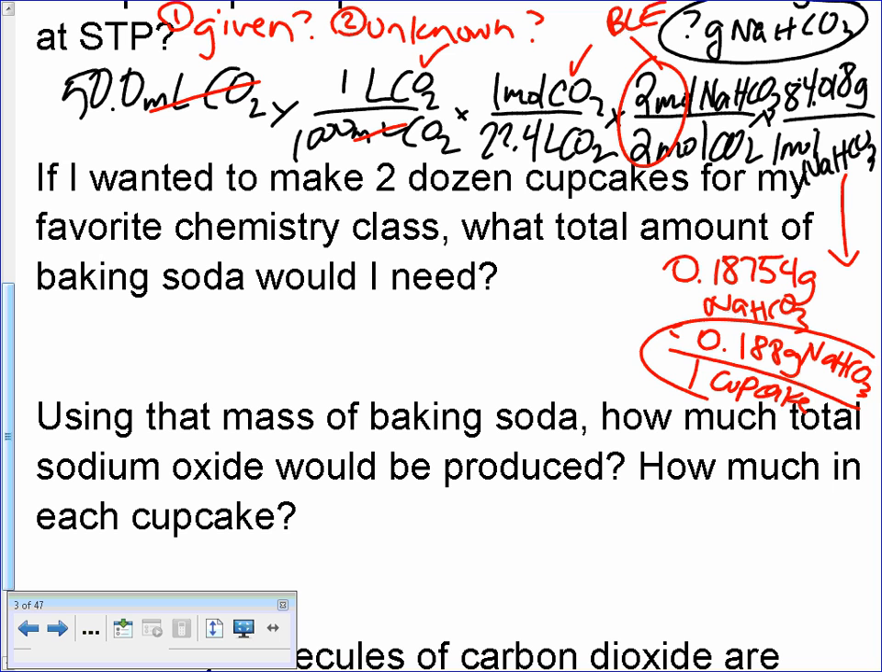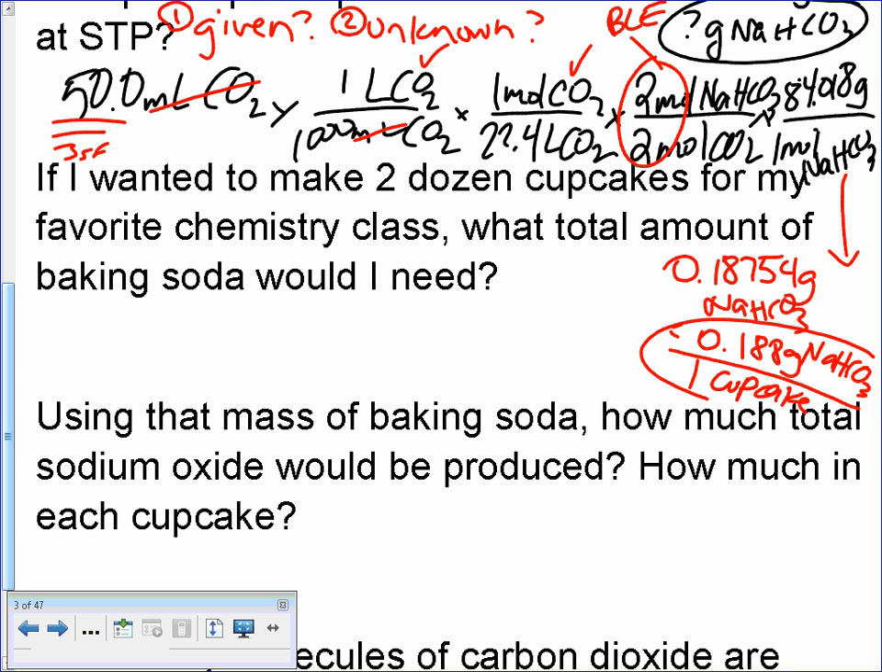All right, who got that? Looking at this particular one, it had 3 sig figs. That's how we got it. Okay, so that amount of baking soda is required per cupcake. So if I wanted to make one for my class, let's say 24 cupcakes, 2 dozen cupcakes, what would be my total amount I would need?